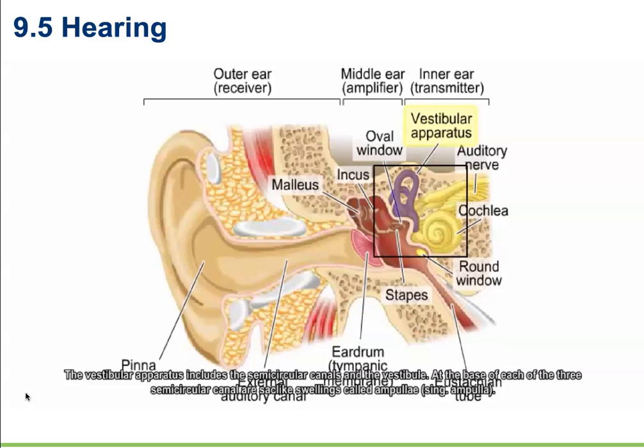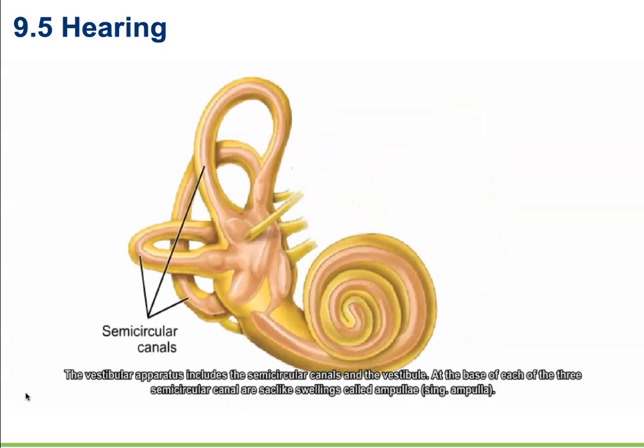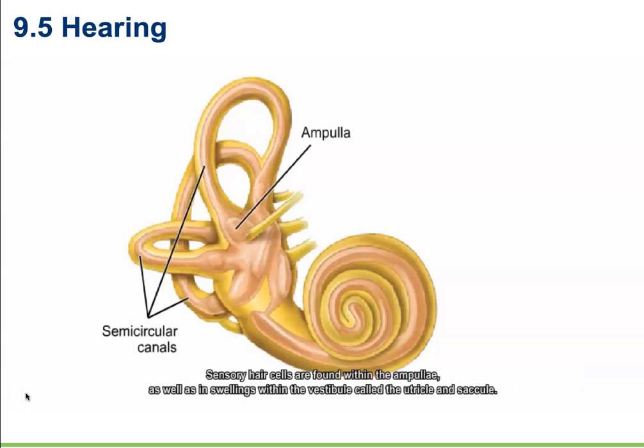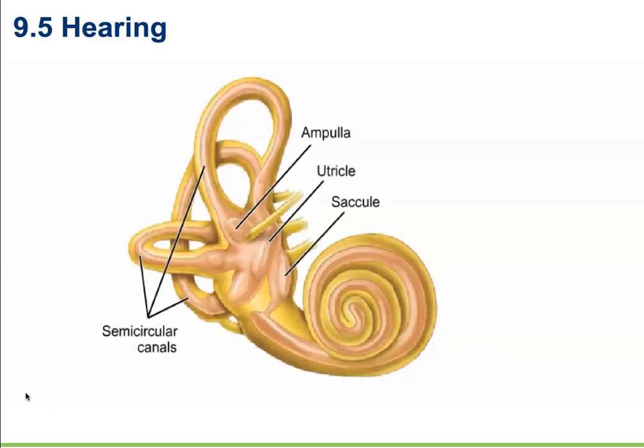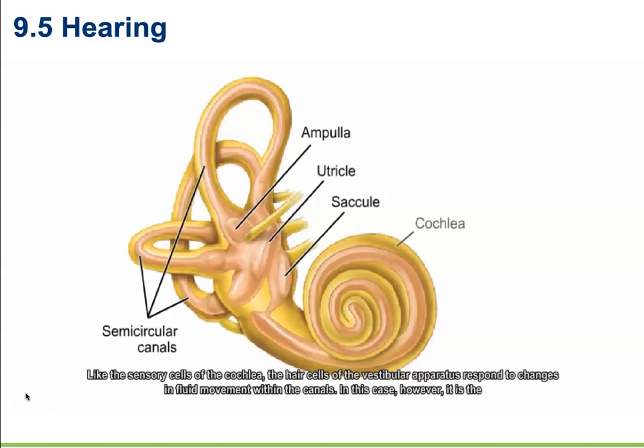The vestibular apparatus includes the semicircular canals and the vestibule. At the base of each of the three semicircular canals are sac-like swellings called ampullae, singular, ampulla. Sensory hair cells are found within the ampullae, as well as in swellings within the vestibule called the utricle and saccule.